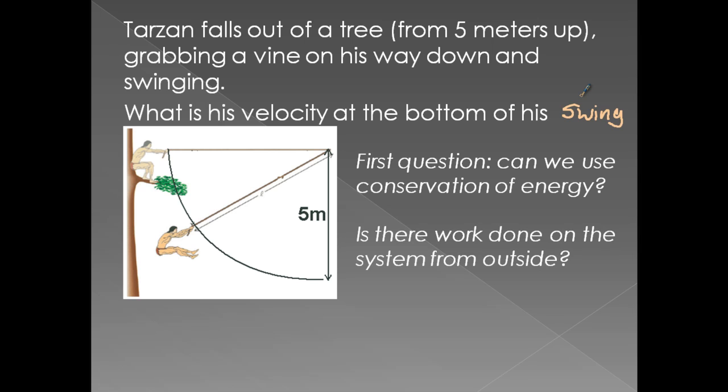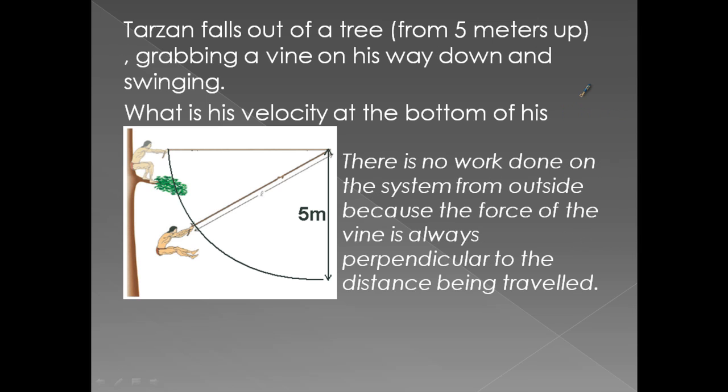Another question, is there work done on the system from the outside? So, at the bottom of his swing, there is no work done on the system from the outside because the force of the vine is always perpendicular to the distance being traveled. So the force from the vine, the tension force, acts perpendicular to each point on his swing. And the cosine of 90 degrees equals 0, so therefore there's no work.